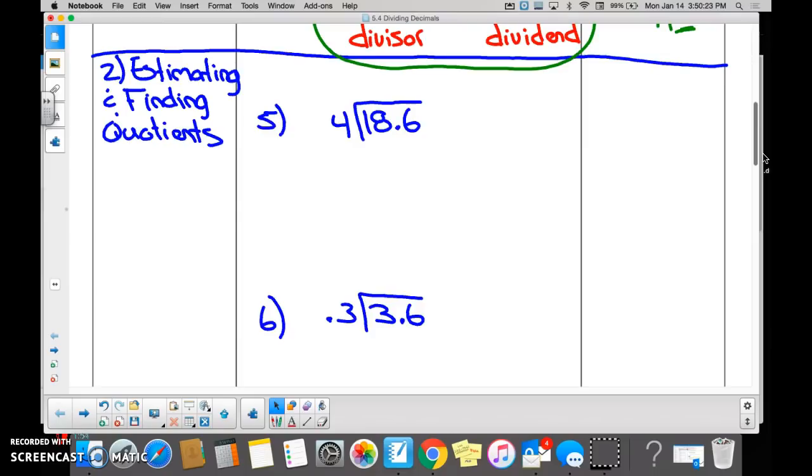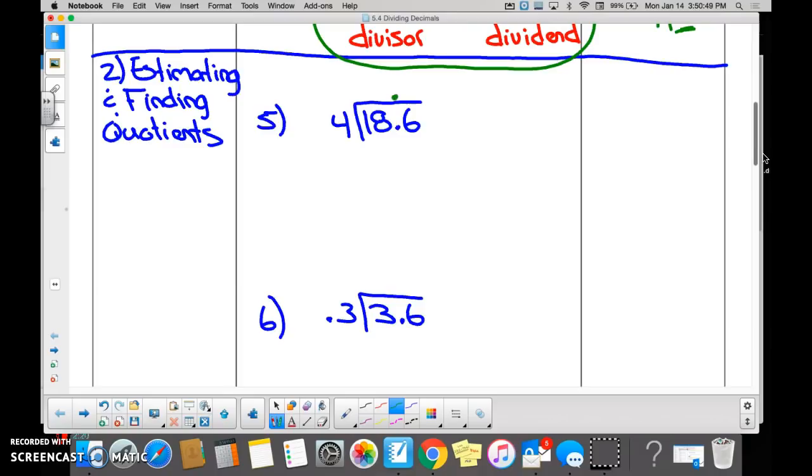You guys know, or you should know, that 4 goes into 18 at least 4 times because 4 times 4 is 16. It does not go into 18 5 times because 4 times 5 is 20. So it's going to be somewhere between 4 and 5. So a logical answer would be approximately 4.5. Because 4 times 4 is 16, 4 times 5 is 20. What we're going to do then is we're going to solve this problem.